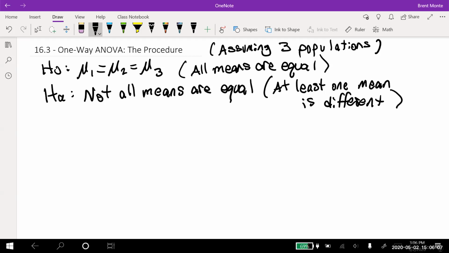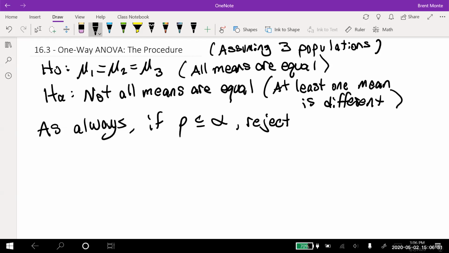And again, make sure that the 4 assumptions that I mentioned in the last section are all followed. And then, as always, if P is less than or equal to alpha, reject the null hypothesis. And remember the saying, if P is low, the null must go.